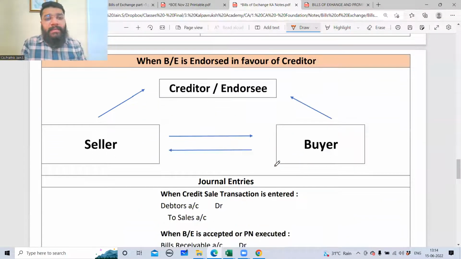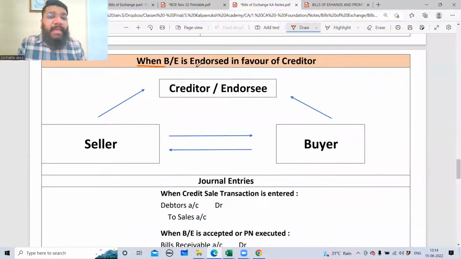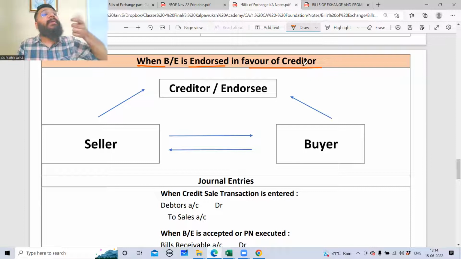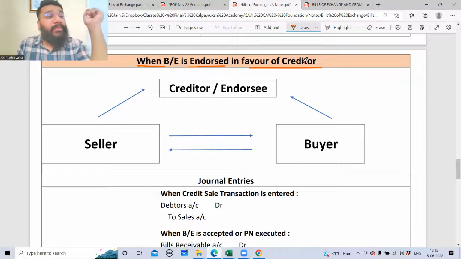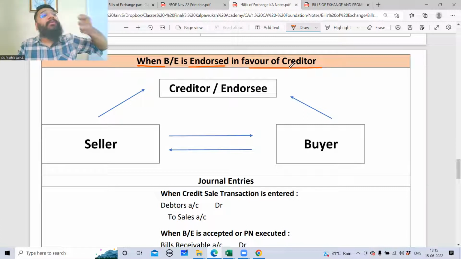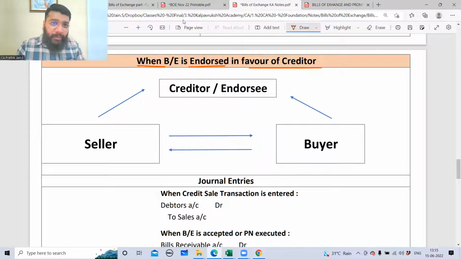Now the third case is, guys, case 3, when the bill of exchange is endorsed in favor of the creditor. Endorsed means what? Transferred. I told you bill of exchange and promissory note comes under Negotiable Instrument Act. Negotiable means transferable. The best part of these 2 documents, I can transfer to somebody else. Now you may ask a question, why? I'll tell you why. So let me take one question for this.